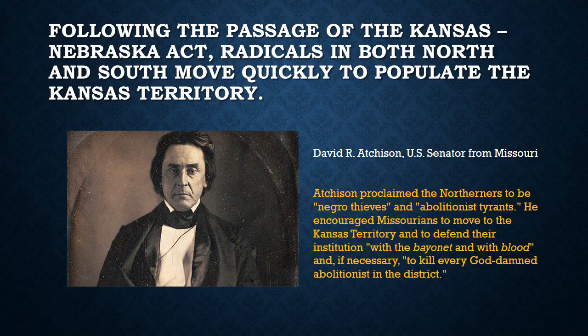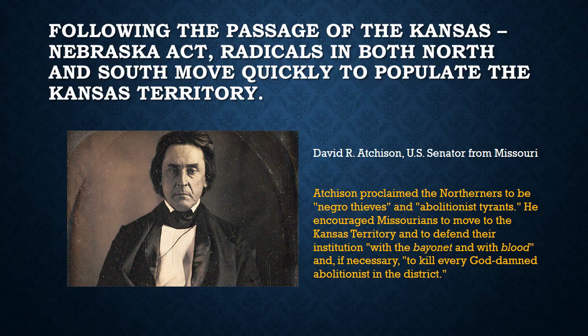Atchison proclaimed that Northerners moving to the Kansas territory were, his words by the way, Negro thieves and abolitionist tyrants. And he began encouraging Missourians to move to the Kansas territory to defend the institution of slavery with, quote, the bayonet and with blood, and if necessary, quote, to kill every goddamn abolitionist in the territory. It's guys like David Atchison and the people he encouraged to move to Kansas that are going to turn Kansas into a nightmare.